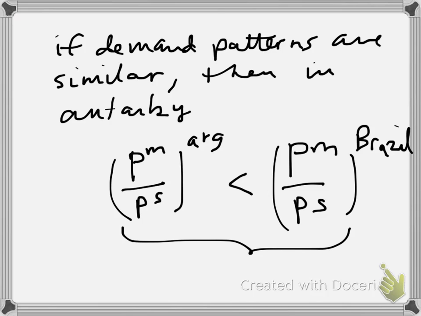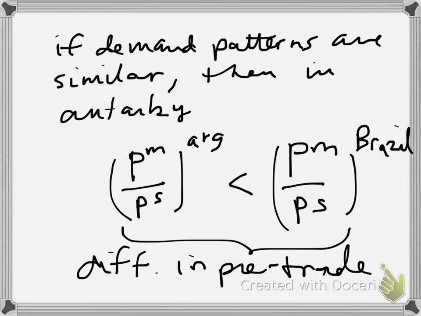It gives you a basis for trade: differences in pre-trade prices. That's always the basis for trade, and those differences are due to relative factor abundances. So the country that has a relative abundance of one specific factor will have a lower pre-trade price in the product that is produced with that specific factor. And so when trade opens up, since Argentina in this case has a lower price of meat, Argentina will export meat, Brazil will export soy, and they will both have gains from trade.